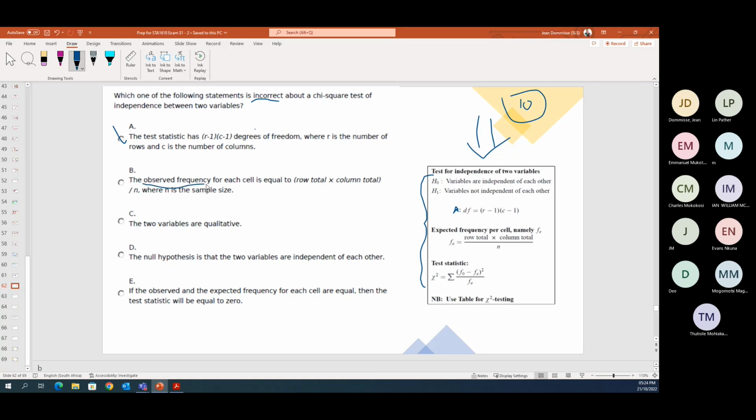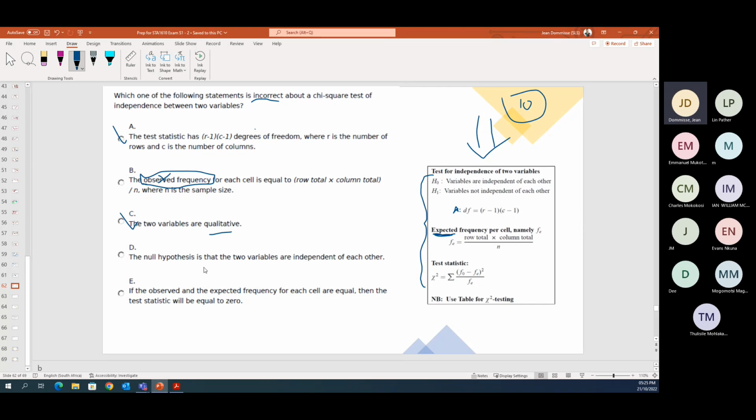But they say observed. What we are calculating is actually the expected. So it's not the observed, it's the expected. So option B is wrong. The two variables are qualitative. That is always the case with chi-squares, always two qualitative variables.